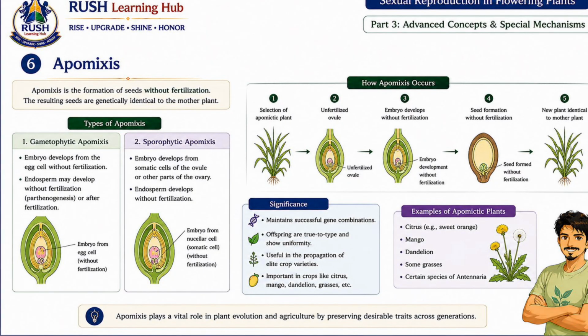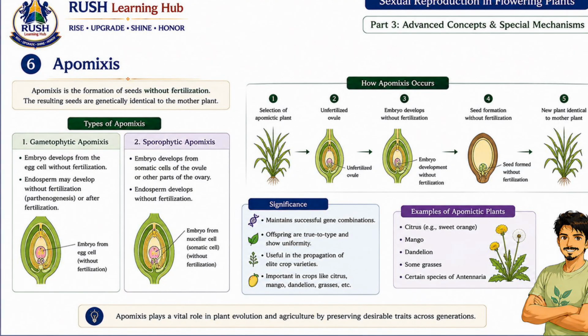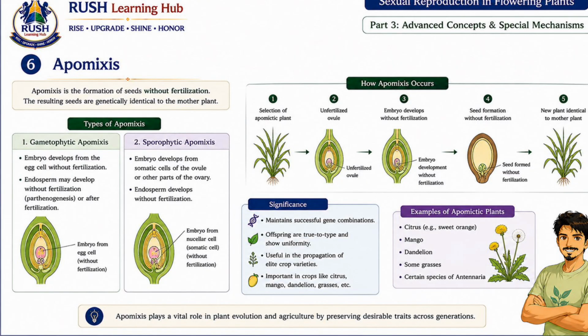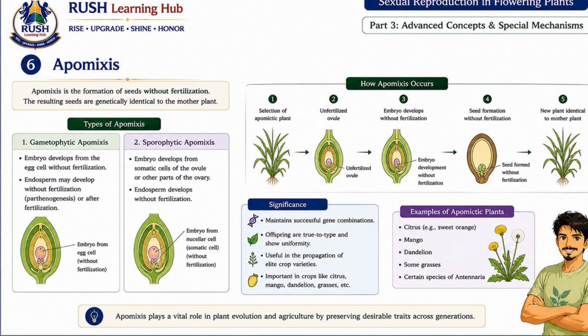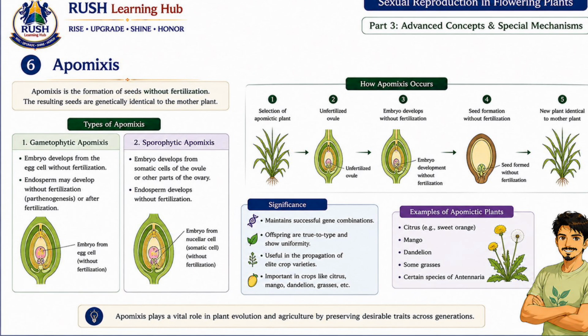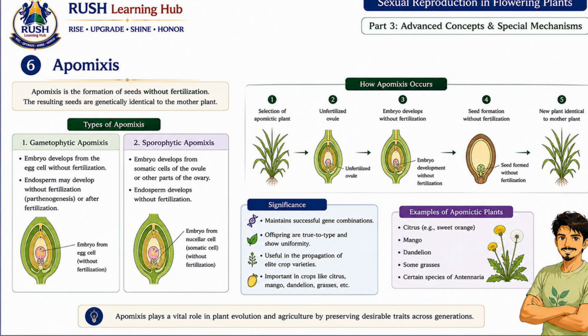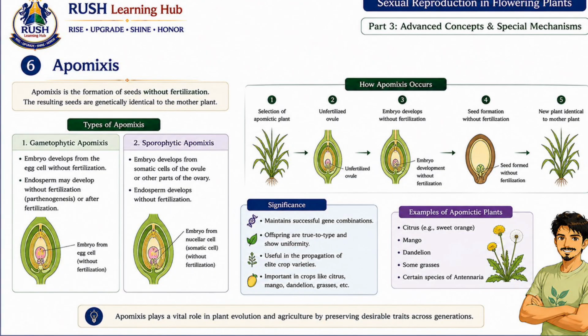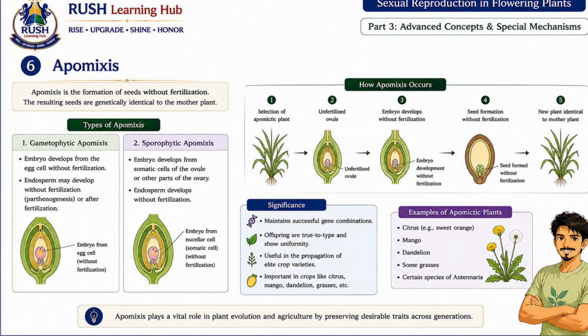Normally, in sexual reproduction, fertilization leads to the formation of an embryo and ultimately a seed. However, in apomixis, seed formation occurs even though fertilization does not take place. Let us understand how this happens. In some plants, the egg cell develops directly into an embryo without being fertilized. Since there is no fusion of gametes, the embryo carries the same genetic makeup as the mother plant.